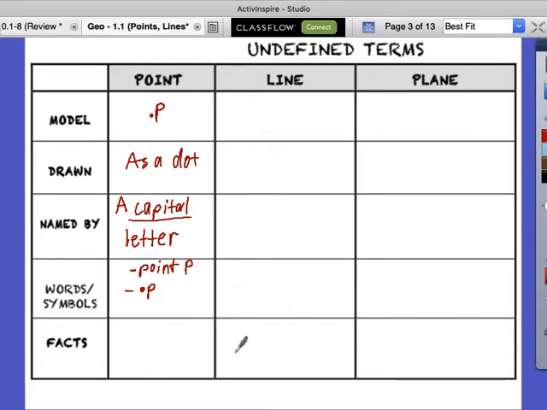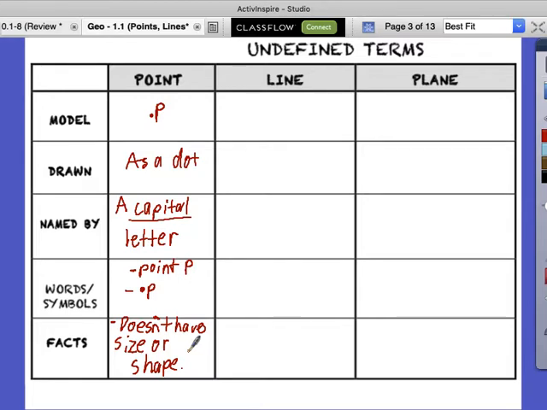Some facts we know about this. One fact we know about it is that it does not have a size or shape to it. And you might be wondering and saying, well, Mr. Cossel, yeah, it does have a shape to it. We see a circle filled in. Or it does have a size that looks to be rather small. But that's just how we represent it.